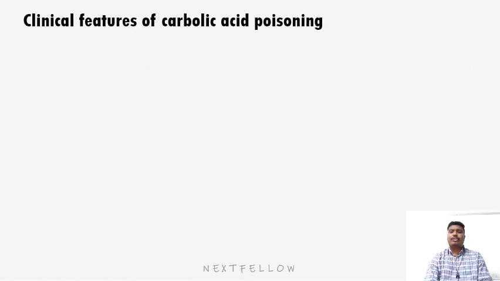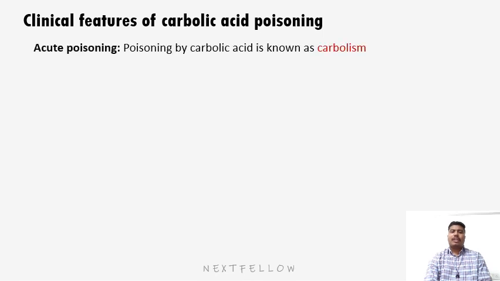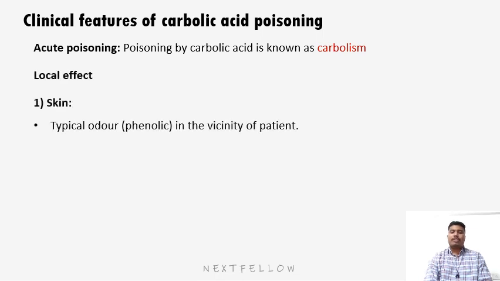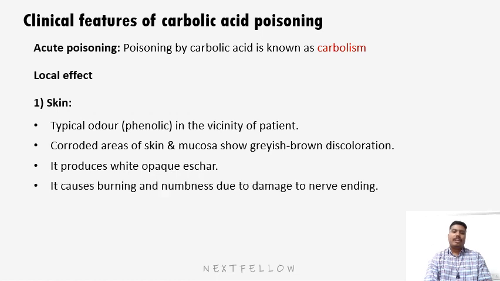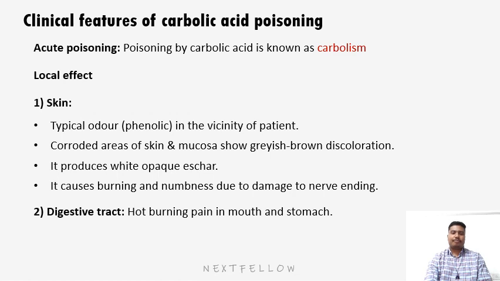Now, clinical features of carbolic acid poisoning. Acute poisoning by carbolic acid is also known as carbolism. Local effects on skin: it causes a typical odor in the vicinity of the patient. Corroded area of skin and mucosa shows grayish brown discoloration, and it produces a white opaque scar. It causes burning and numbness due to damage to nerve endings.